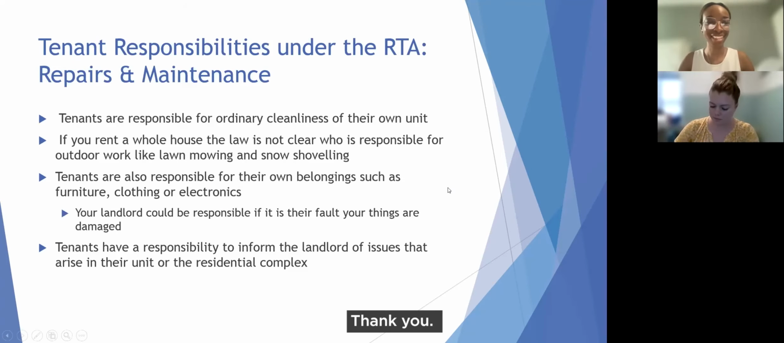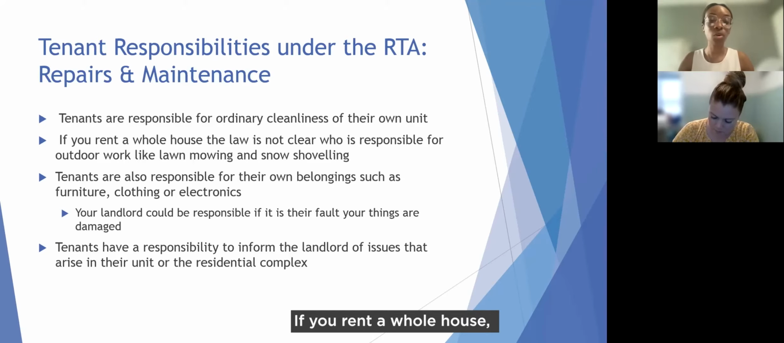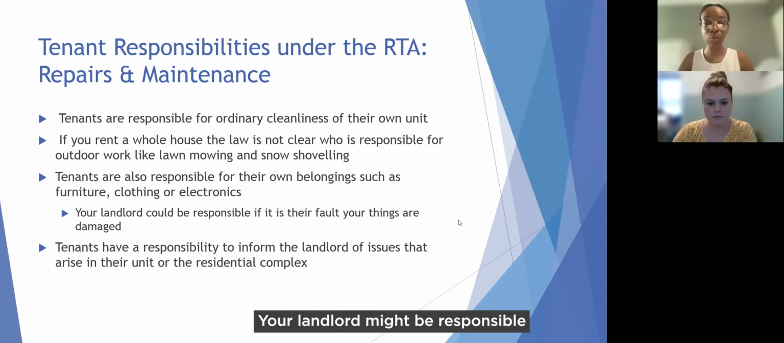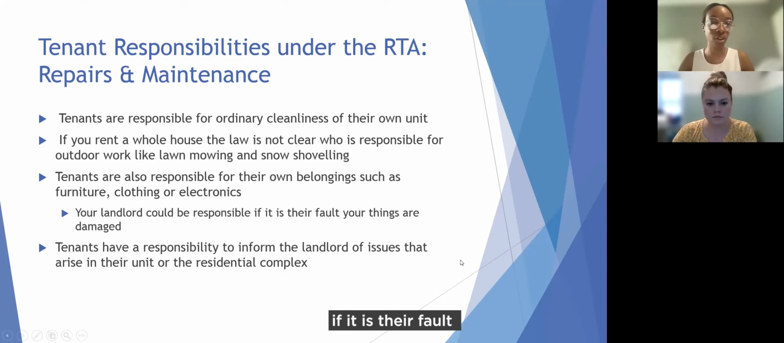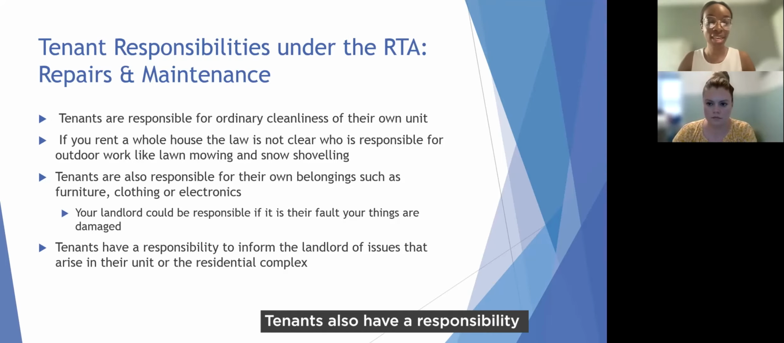Next slide. Thank you. Just continuing, tenants are responsible for the ordinary cleanliness of their own unit. If you rent a whole house, the law is unclear about who's responsible for outdoor work, such as lawn mowing or snow shoveling. Tenants are also typically responsible for their own belongings, such as furniture, clothing, or electronics. Your landlord might be responsible if it is their fault that your things are damaged. Tenants also have a responsibility to inform the landlord of issues that arise in their unit or residential complex, so within the building, or if you live in maybe a townhome, the residential complex.